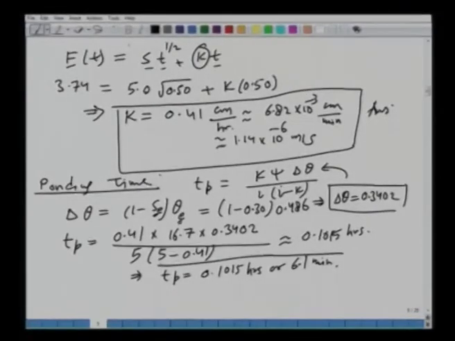So, what does that tell us? That it will take only about 6 minutes for water to start ponding in that garden once the rainfall starts at that particular rate. So, that is the first part of the second component of this problem, and then we just need to find out the amount of water that infiltrates.